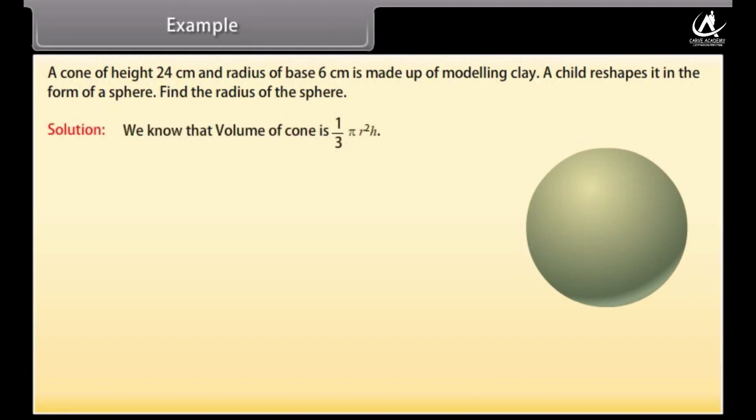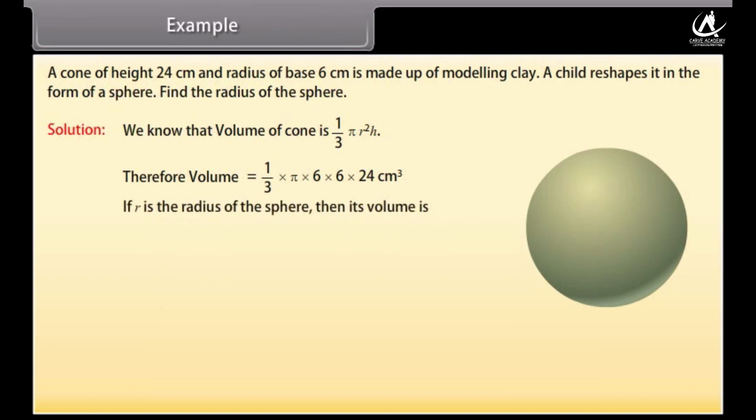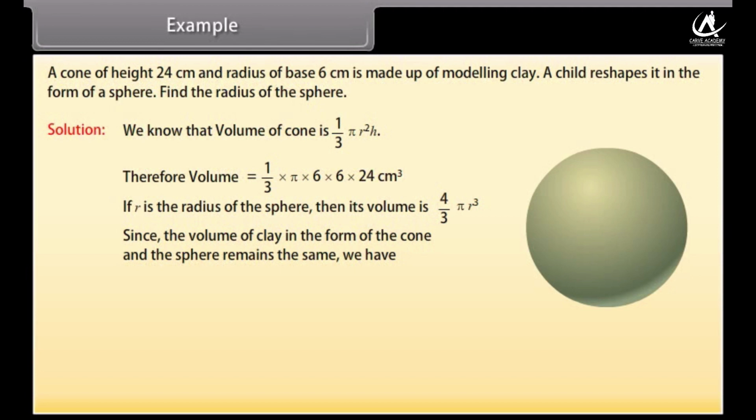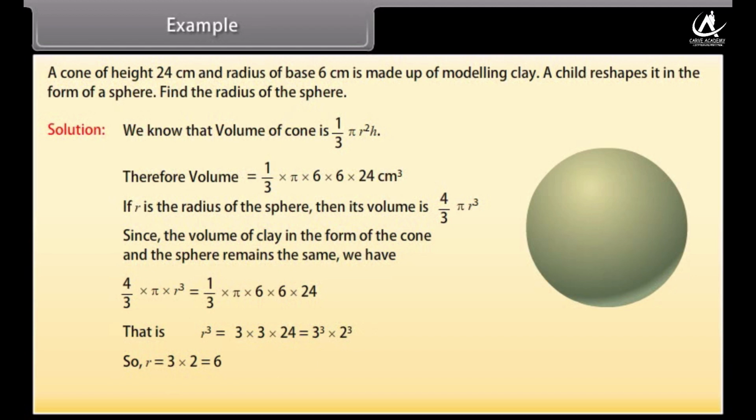Solution: we know that volume of cone is 1 by 3 pi r square h, which is equal to 1 by 3 into pi into 6 into 6 into 24 centimeter cube. If r is the radius of the sphere, then its volume is 4 upon 3 pi r cube. Since the volume of clay in the form of cone and the sphere remains the same, we have, that is, so r is equal to 3 into 2 is equal to 6. Therefore, the radius of the sphere is 6 centimeter.